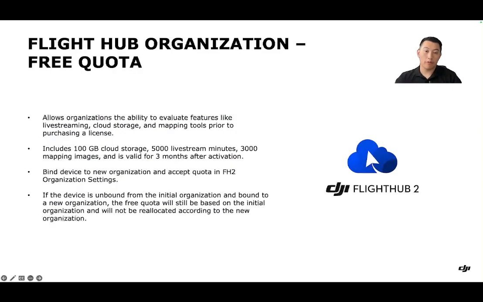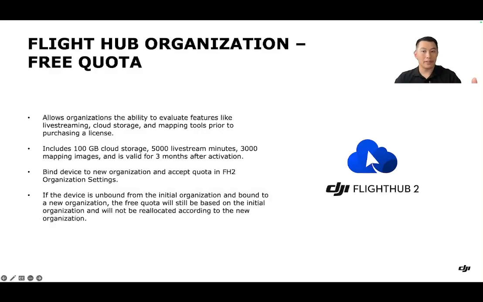We also offer a free quota feature in DJI FlightHub 2, as shown on the slide. The feature allows organizations to evaluate key functionalities like live streaming, cloud storage, and mapping tools before purchasing any licenses. This includes 100 gigabytes of cloud storage, 5,000 live stream minutes, 3,000 mapping images, and this is all valid for 3 months after activation. To get started, simply bind your device to a new organization, accept the quota in the FlightHub 2 organization settings, and you're good to go.